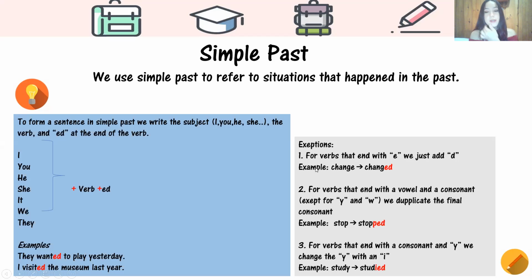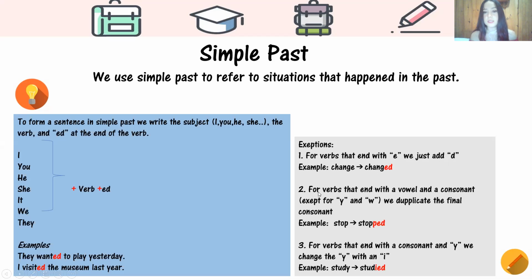So now here we have some exceptions for this rule. What are the exceptions? Well, the first one says that for verbs that end with E, with this vowel, we just have to add a D, and that's it. For example, we have here the verb change. As you can see, the verb ends in this vowel, E. So what we do is that we only add the D to make this verb in its past form. So we have change and it is going to be changed.